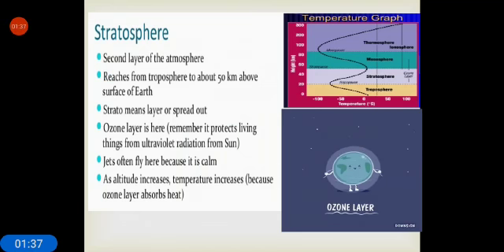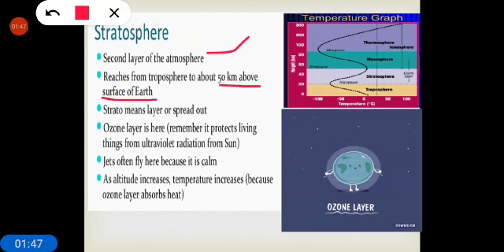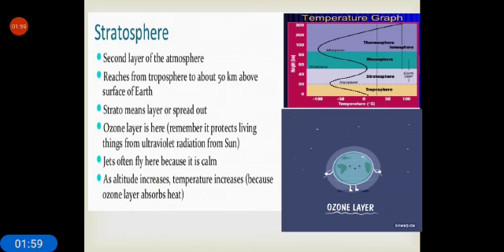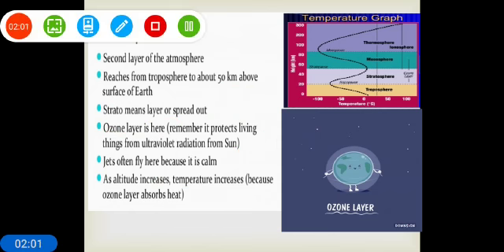Now, Stratosphere, the second layer of the atmosphere, reaches from the troposphere to about 50 km above the surface of the earth. Strato means layer or spread out. Ozone layer is here. Remember, it protects living things from ultraviolet radiation from the sun. Jets often fly here because it is calm. As altitude increases, temperature increases because the ozone layer absorbs heat.